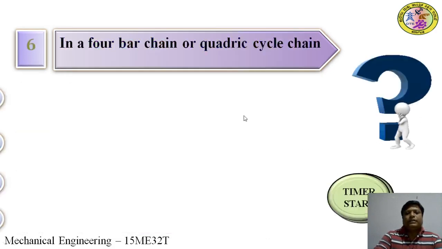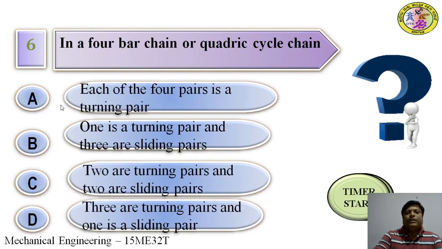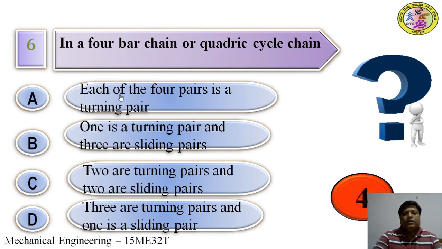Question number 6. In a 4-bar chain or quadric cycle chain, option A, each of the 4 pairs is a turning pair. Option B, 1 is turning pair and 3 are sliding pairs. Option C, 2 are turning pairs and 2 are sliding pairs. Option D, 3 are turning pairs and 1 is a sliding pair. So in a 4-bar chain or quadric cycle chain, each of the 4 pairs is a turning pair.